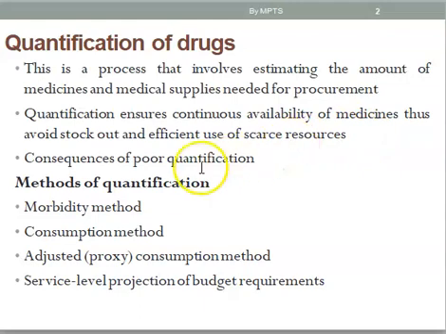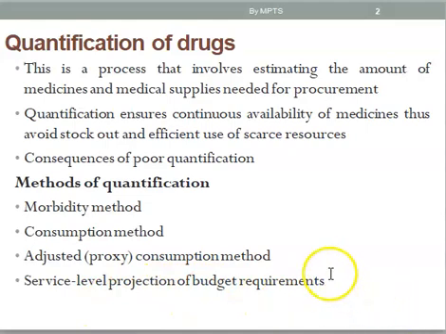Now, you should come up with reasons for what the consequences of poor quantification are, because if you quantify drugs poorly, what will happen? Of course, it will be a reverse of this. What are the methods of quantification? We have the morbidity method, consumption method, adjusted consumption method, and service level projection for budget requirements.